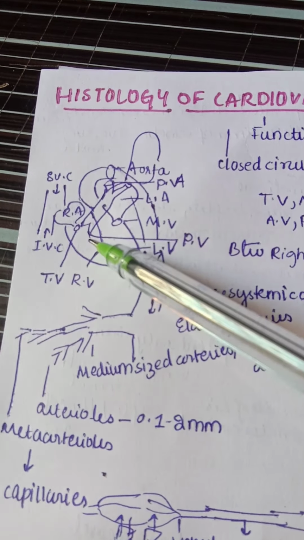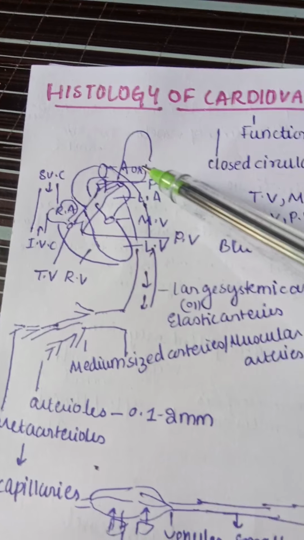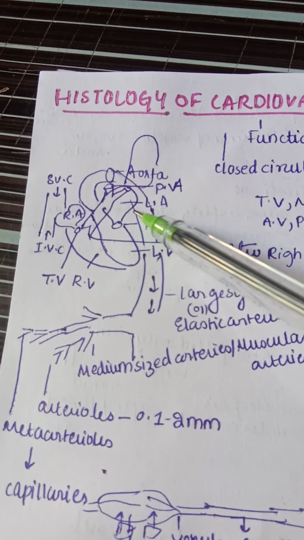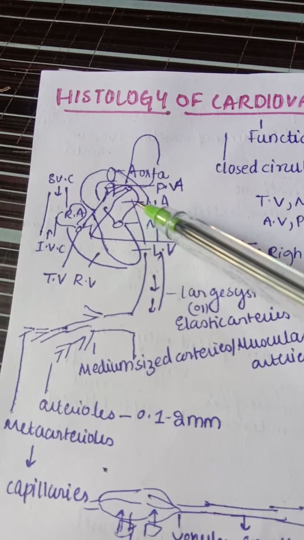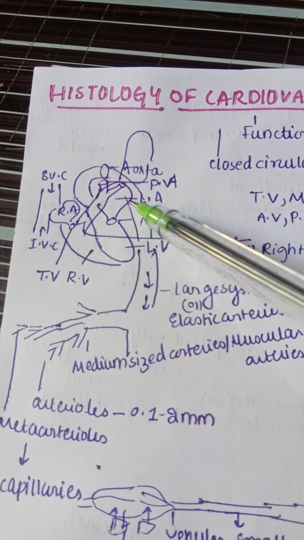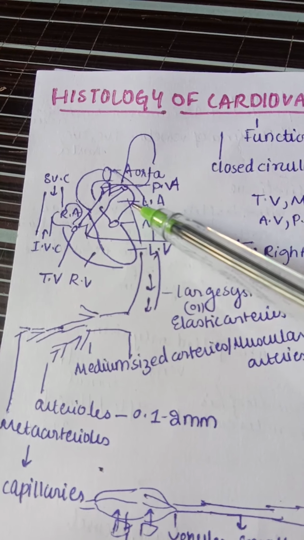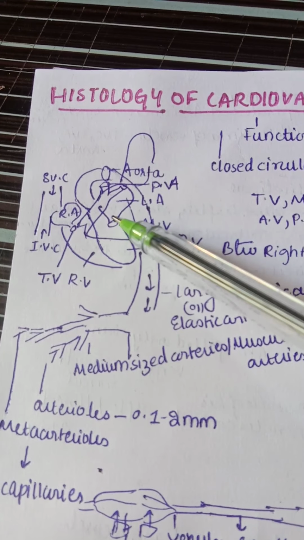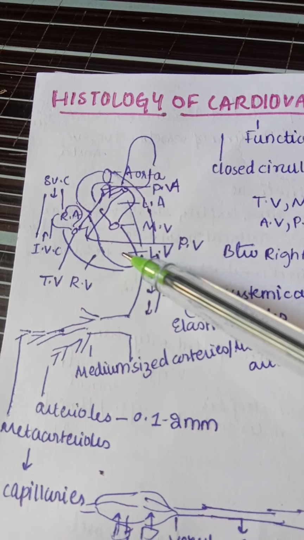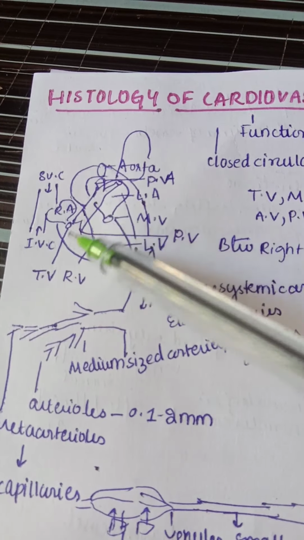Because from the right atrium blood goes into the right ventricle, from there into the pulmonary artery, from there into the lungs, and in the lungs we have our capillaries. In the capillaries, blood exchanges between oxygen and carbon dioxide, and from there it enters into the left atrium by 4 pulmonary veins. So we know pulmonary veins carry oxygenated blood. From the pulmonary veins it enters into the left atrium, and from the left atrium into the left ventricle. So it is nothing but the circulation between the right heart and the left heart. This is known as pulmonary circulation.